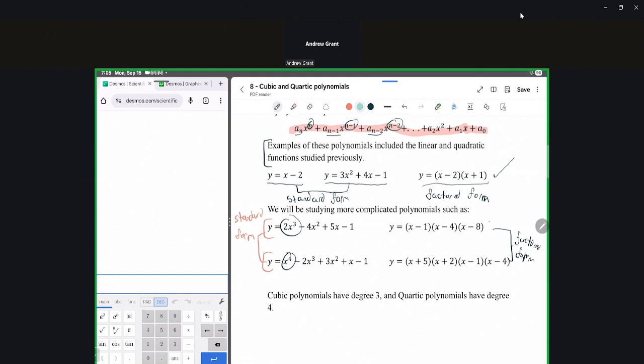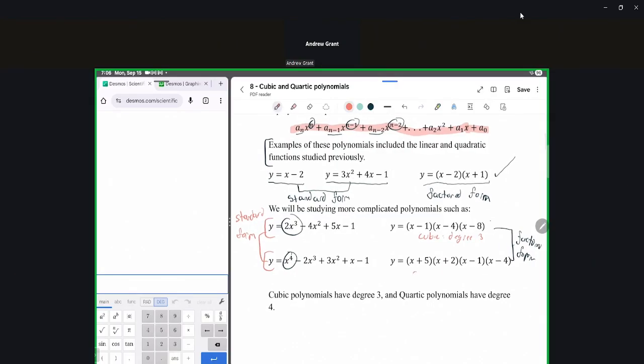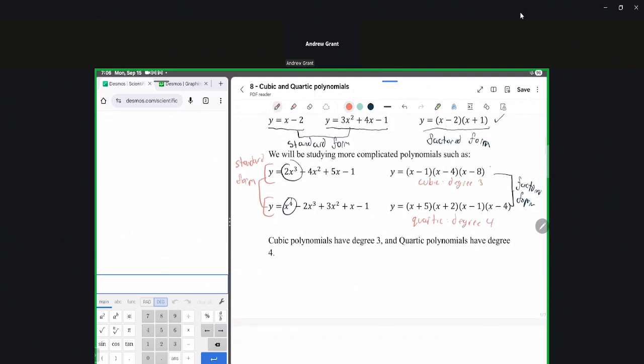And the first one here has essentially 3 brackets with x minus whatever. This is what we call a cubic, or what we would say a degree 3. The bottom one, y is equal to x plus 5 times x plus 2 times x minus 1 times x minus 4. This is a quartic, or if you prefer, a degree 4. And just made a little note, cubic polynomials have degree 3 and quartic polynomials have degree 4.